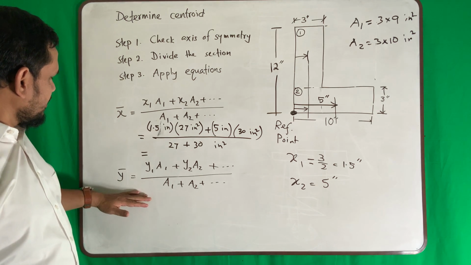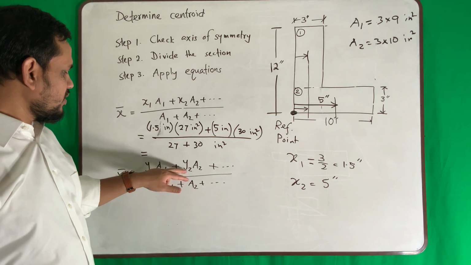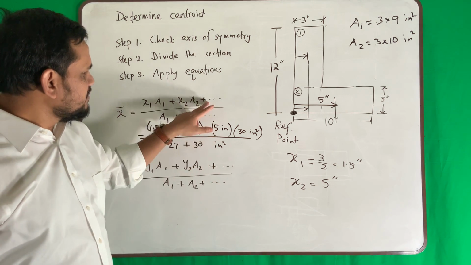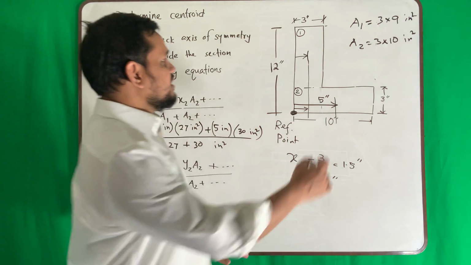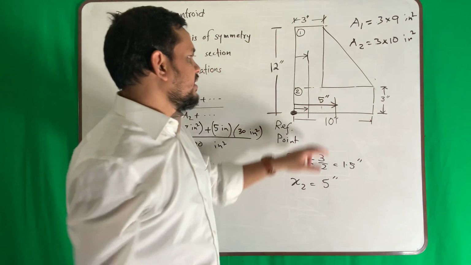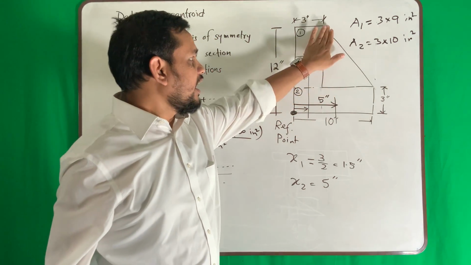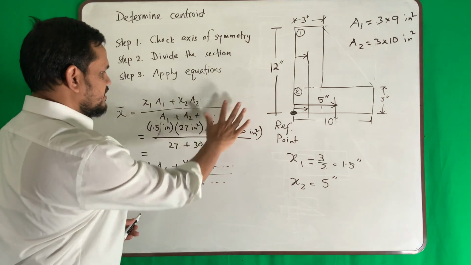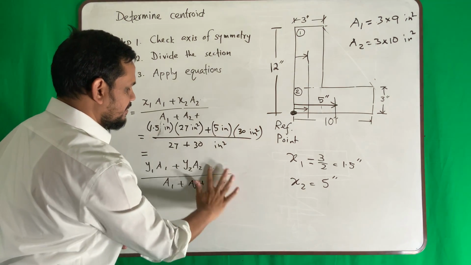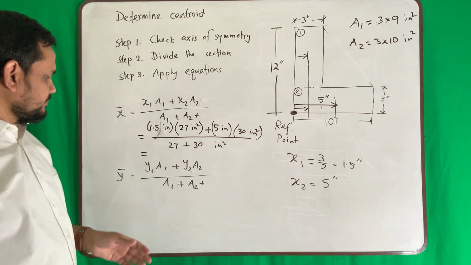Then y bar, y1 A1 plus y2 A2. Now what does it mean? Plus dot dot. If I have many sections, say another one like this, or another triangle, then I would add more terms. I do not have any other section, only 2, so here I can easily delete this. I do not have any extra section.